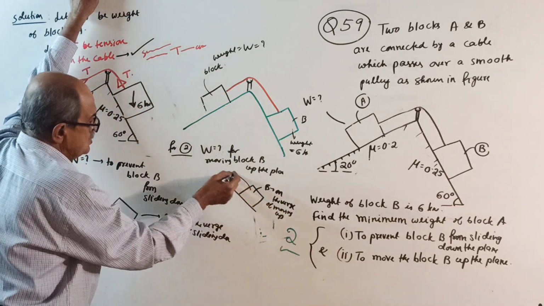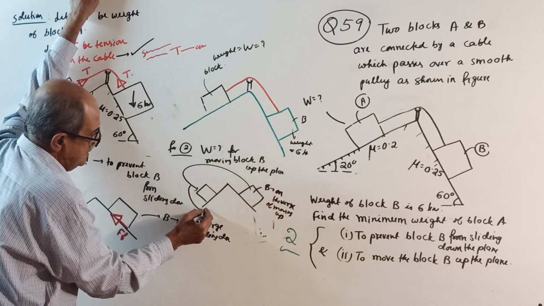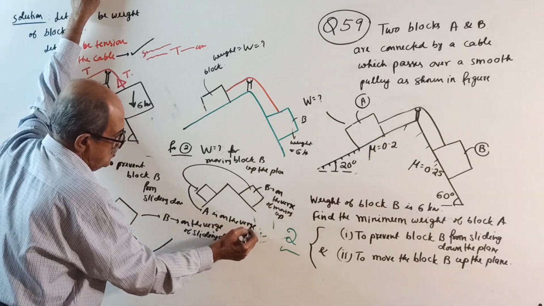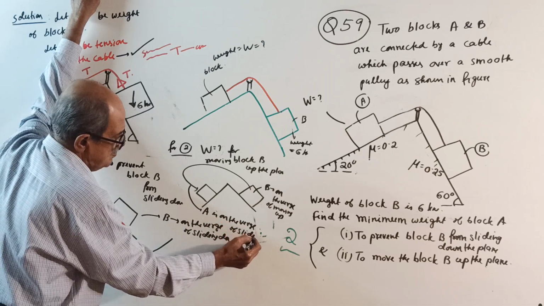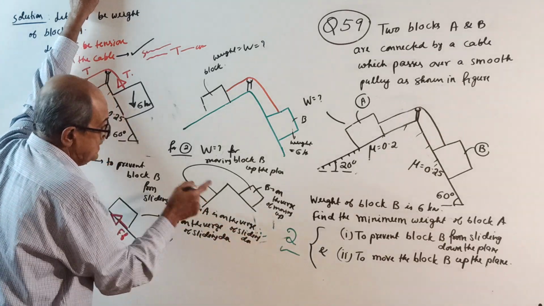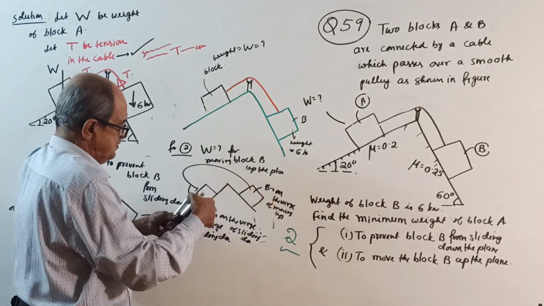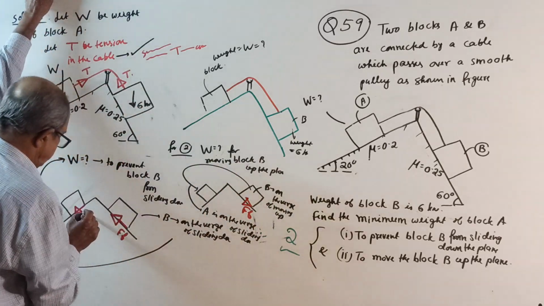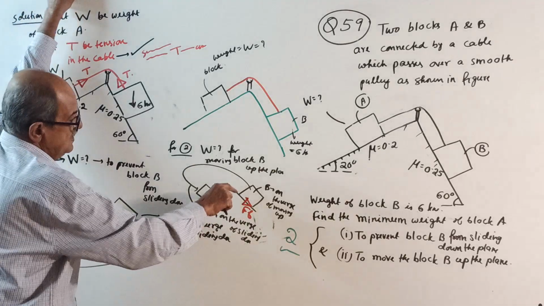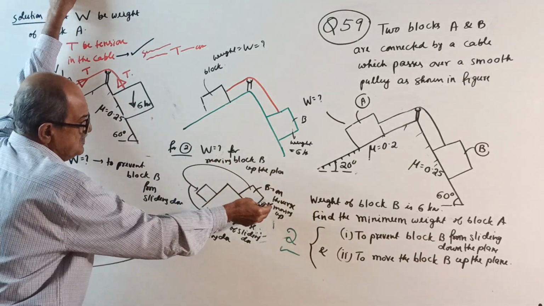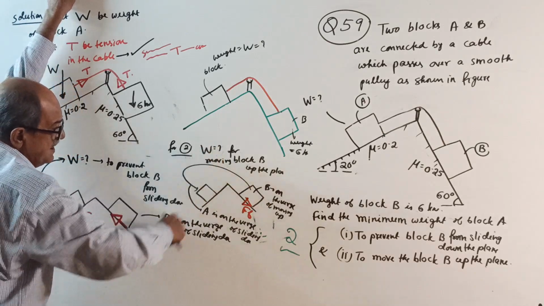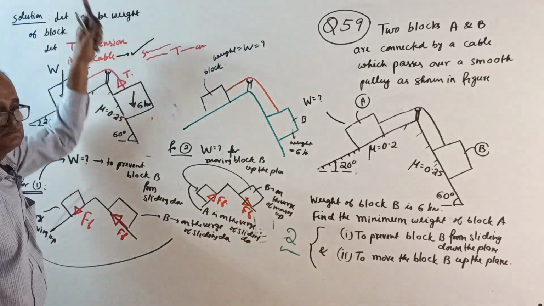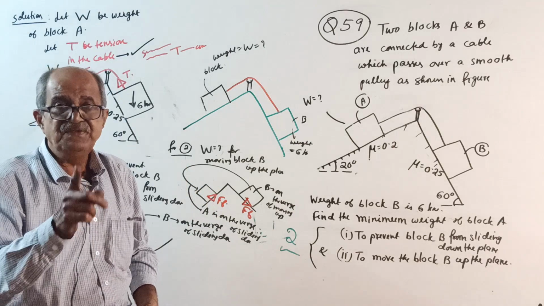When block B is on the verge of moving up, automatically block A is on the verge of sliding down. This time, this is on the verge of moving up. See, friction is like this. This friction force, FF limit you will put later. When this is on the verge of moving up, this is on the verge of sliding down. This friction will be like this. FF here. Okay, I will explain once again.